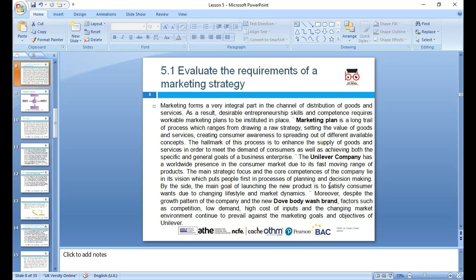Okay, now we're looking first at our learning outcome, the assessment criteria under learning outcome 5: evaluate the requirements of marketing strategy. Guys, please, you don't need to just focus on these slides. You need to think about, if you develop the strategy, what is really required to develop a good strategy.